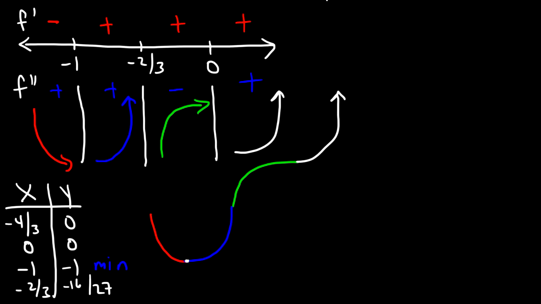So this is going to be negative 1 because we have a minimum at negative 1. The next point of interest is negative 2/3. And then at 0, we have a horizontal tangent. And then that's it. So now we just got to take that curve and put it into an actual graph with the right points. So just keep that shape in mind.